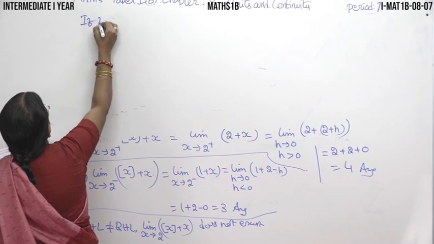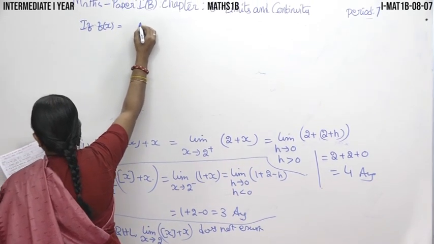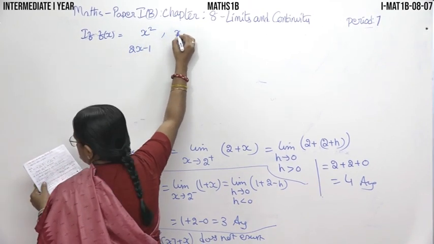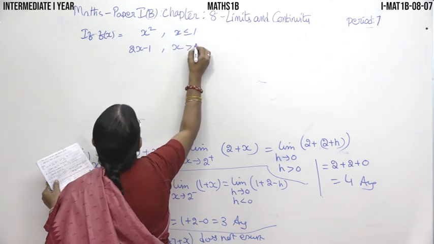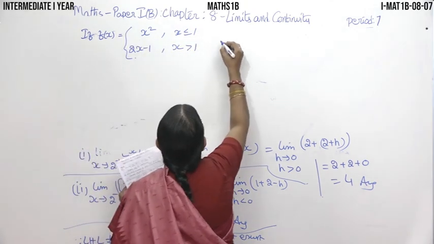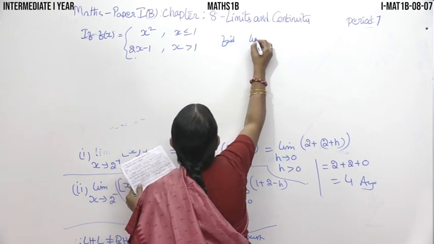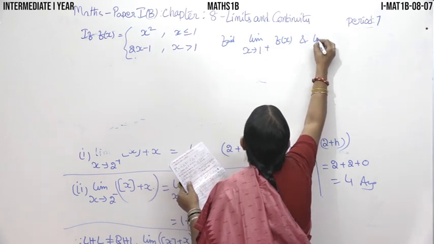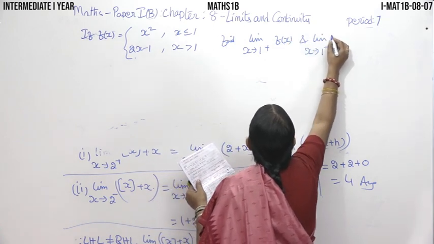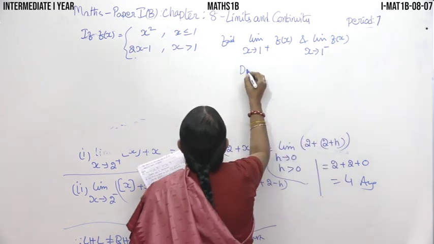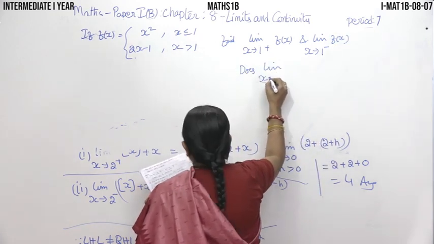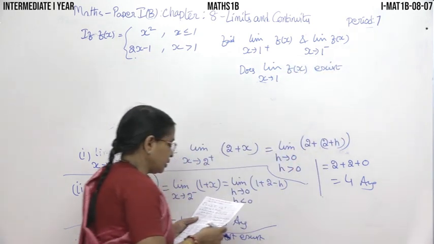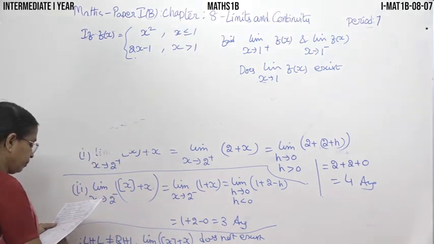If f of x is equal to x square when x is less than or equal to 1, and 2x minus 1 when x is greater than 1, find limit x tending to 1 plus of f of x and limit x tending to 1 minus of f of x. And then does limit x tending to 1 of f of x exist? That is the question. So it is almost the same type of problem.